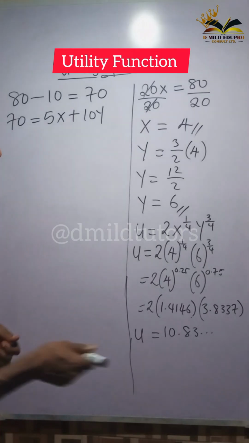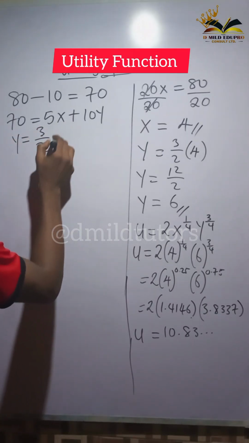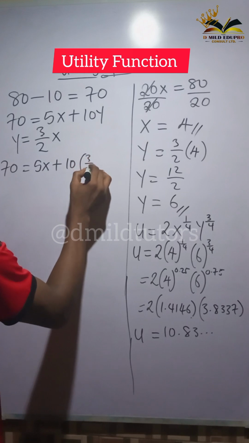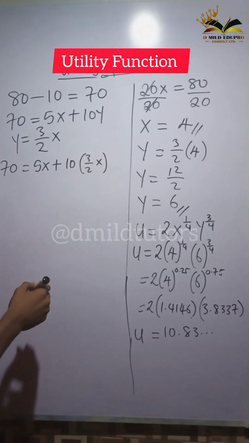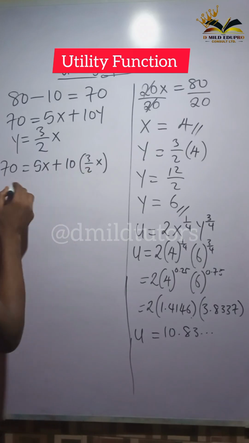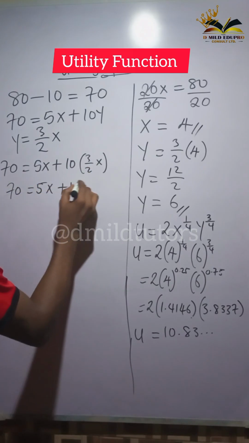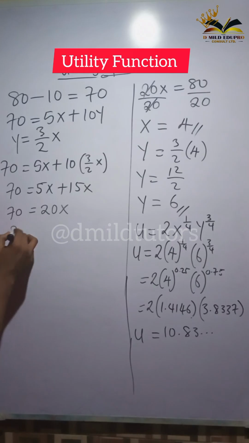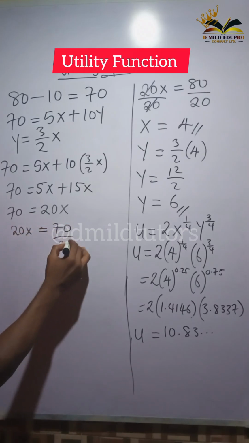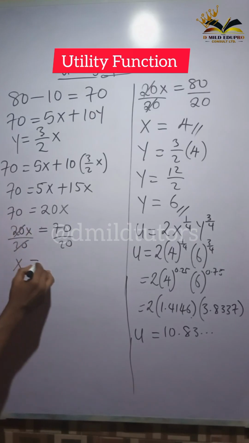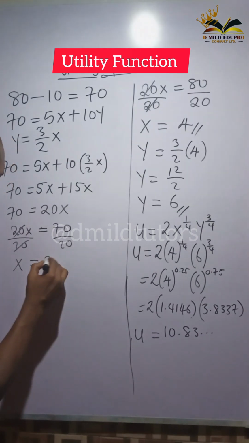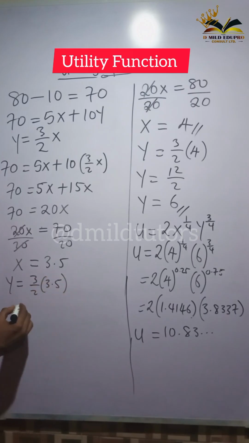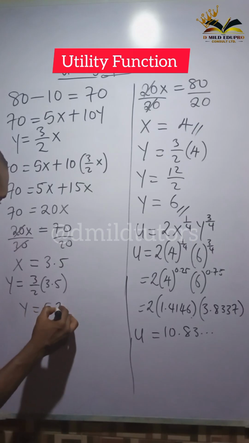Now, if we substitute our y, which is y equals 3 over 2x, into this, we're going to have 70 equals 5x plus 10 times 3 over 2x. All right. And then we are going to have it as 70 equals 5x plus 15x, and then 70 equals 20x. So here we divide both sides by 20. All right, so we have 20x over 20 equals 70 over 20. And then this cancels, then our x will be equal to 70 divided by 20, we have 3.5. So if that is it, then our y will be equal to 3 over 2 into bracket 3.5. Then y will be equal to 5.25.